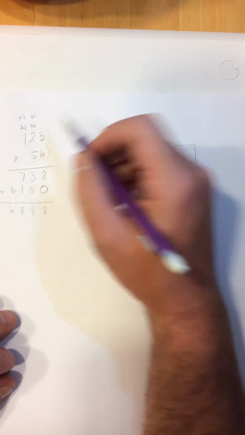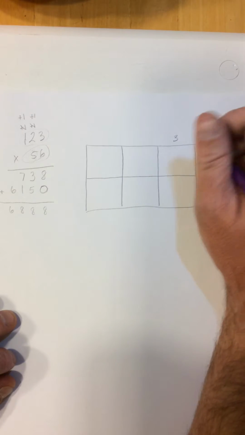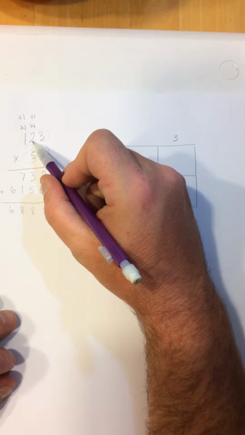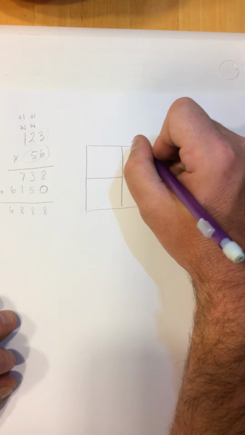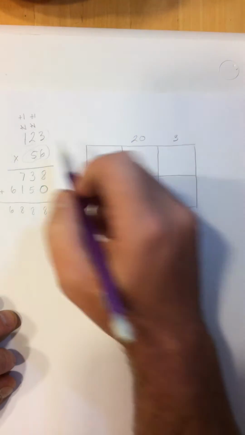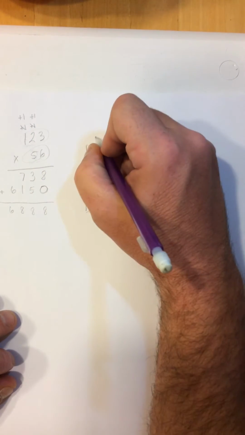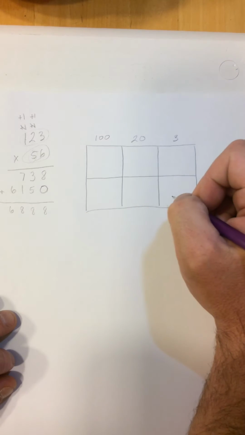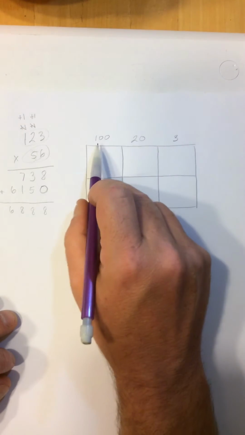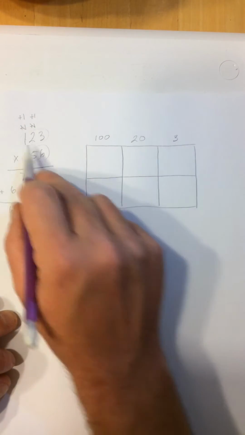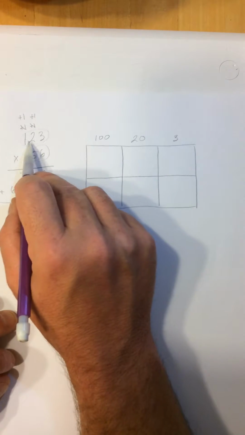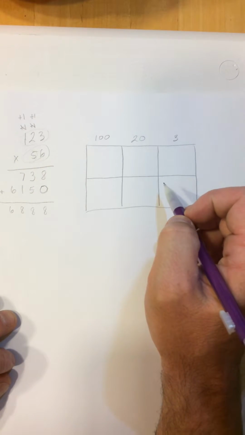I have 3 ones that I'm going to put right here. Then I have 2 tens. Well, 2 times 10 is 20, so we're going to put it up here. I have 1 100. Well, 1 times 100 is 100. Okay, that 100 plus 20 plus 3, thinking expanded form, gives me 123.